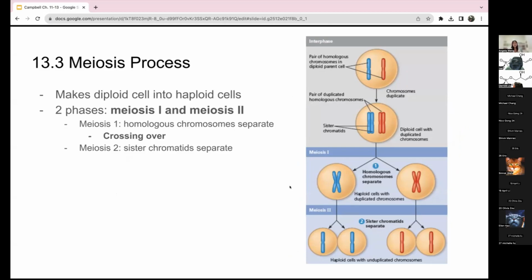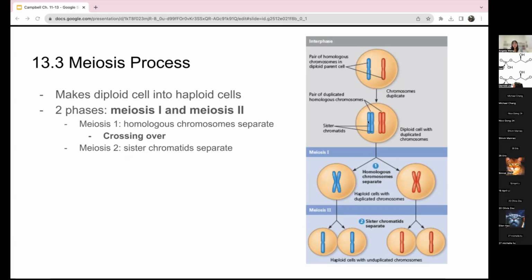Both meiosis 1 and meiosis 2 have prophase, prometaphase, metaphase, anaphase, telophase, and cytokinesis. However, they're divided into 1 and 2, and the genetic material gets divided up a little bit differently than before. Also, the daughter cells that come out of this process are haploid with only one set of chromosomes instead of being diploid.